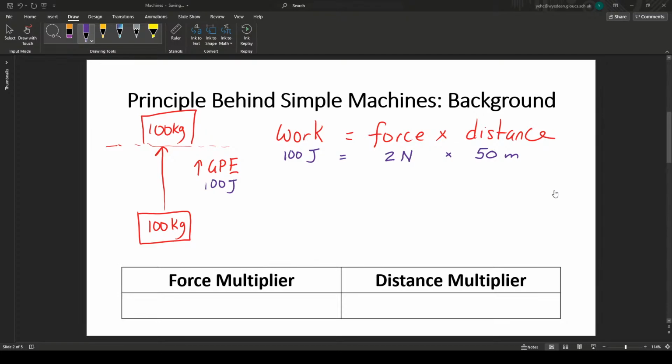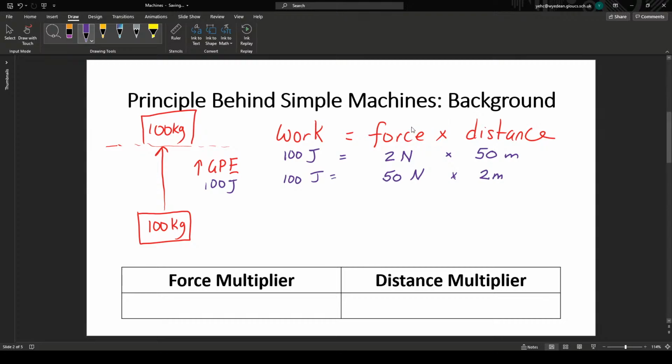Now, let's think about the opposite way. And this will make sense why I'm showing you this in a second. Let's pretend, same 100 joules of energy that is going to be transferred, of work that's going to be done. Let's pretend that you're super, super strong. And this time around, you input 50 newtons of force. Well, then that means in order to transfer the same amount of energy, you only need to lift it 2 meters.